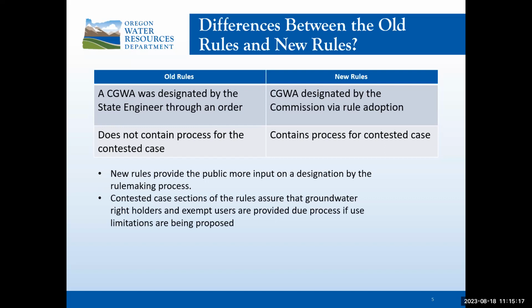And these statutes and these rules will now contain a process for contested case hearings. And that contested case hearing is what allows groundwater right holders and exempt users to be provided due process if use limitations are going to be proposed. So the new rules provide substantially more time for public input on the designation and then provide those due process protections in the form of a contested case hearing.